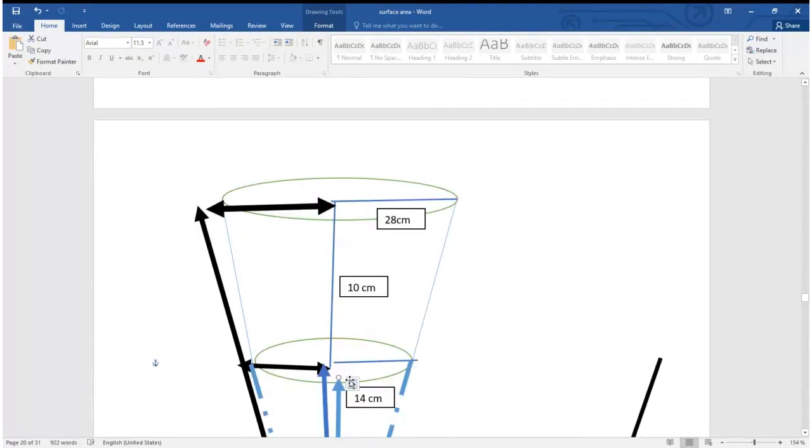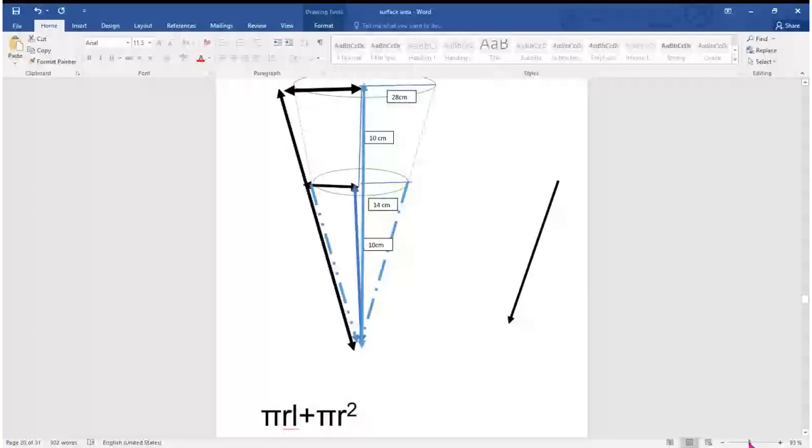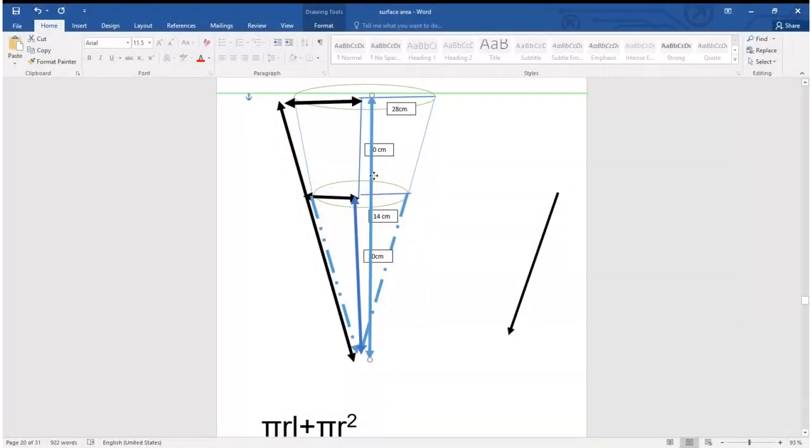So what is the height of the big cone? Okay. So the height of the big cone is this one. The height of the small cone is this one. We have the slant height of the small cone, which is this one. Then we have the radius, this radius here.